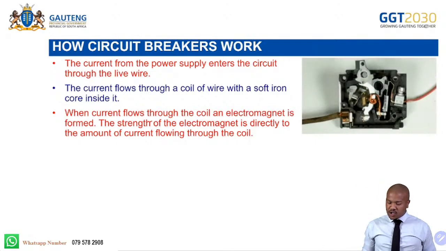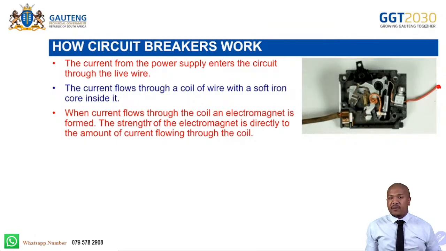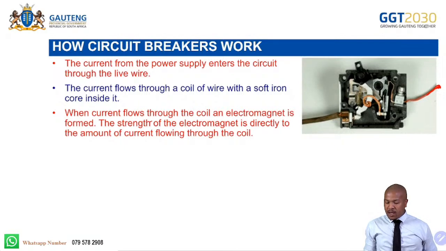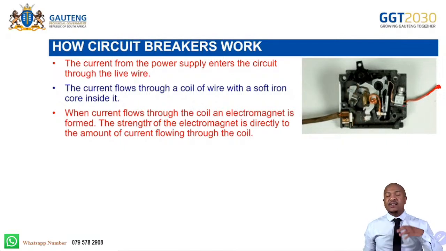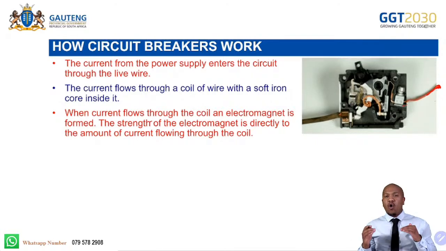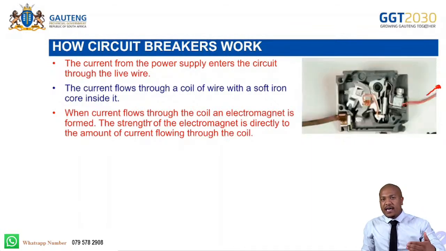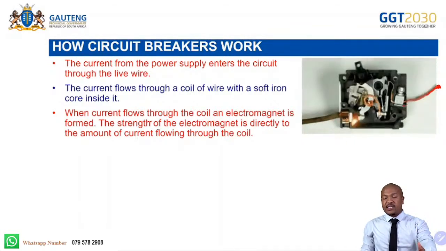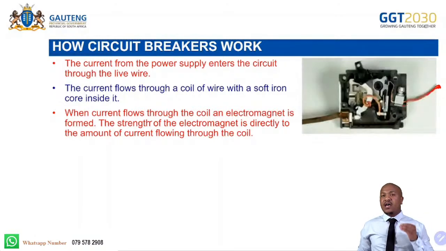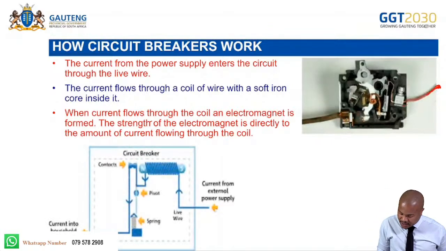Are we together? So this is how: as it receives current from the power supply, it enters through the live wire into our circuit boards, in our circuit breakers, where the flow of current will be controlled. And when the current is too high, the circuit breaker will break or trip to cut off the current from flowing.